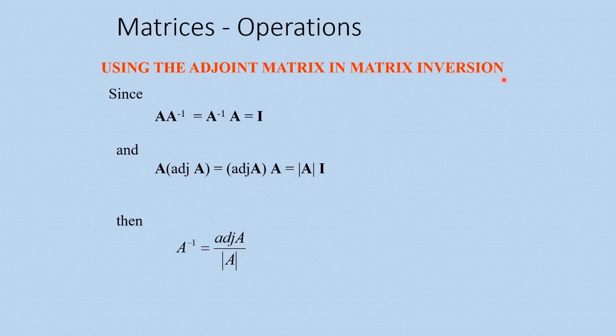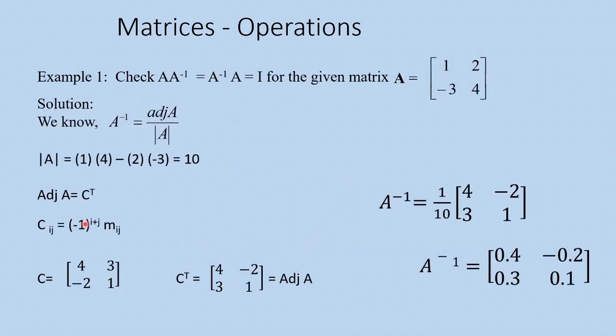Using the adjoint matrix in matrix inversion. Matrix inversion में adjoint matrix का use होता है. We know A times A inverse is equal to A inverse times A is equal to I, the identity matrix, and A times adjoint matrix A is equal to adjoint matrix A times A is equal to determinant A times I, the identity matrix. Then A inverse is equal to adjoint matrix A divided by determinant A.